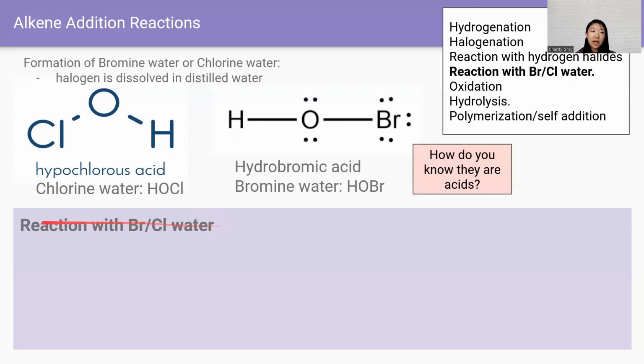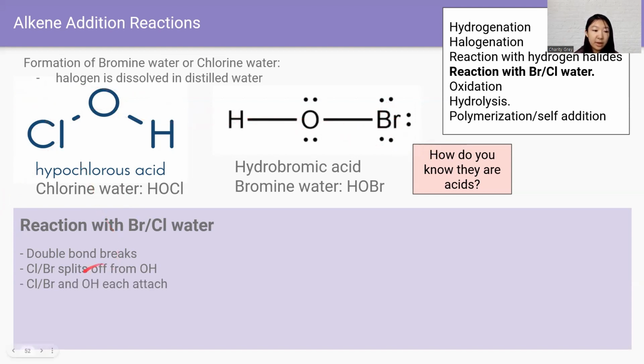So now we're going to look at the actual reaction. This is an alkene reaction with Br or Cl water. First, the double bond breaks from the alkene; the alkene has a C=C double bond, and that's going to break. Then the Br or the Cl splits off from the OH, and the Cl and OH each attach onto the former double-bonded carbons, making it a single bond.